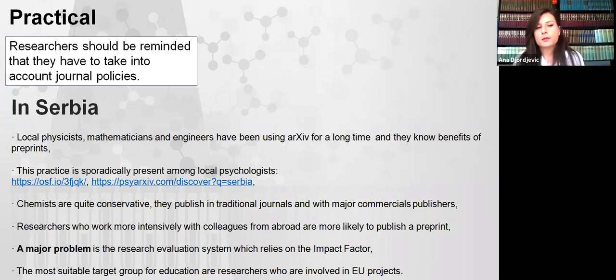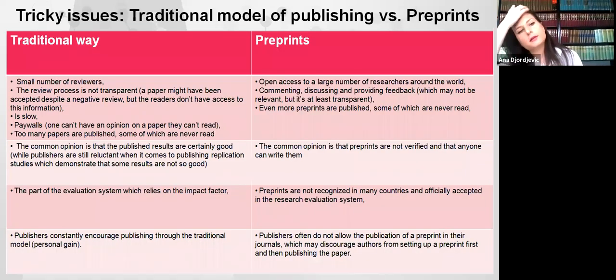A major problem is the research evaluation system, for sure, which really relies on the impact factor, and thus discourages researchers from looking for new publishing channels beyond traditional journals or of commercial publishers. The most suitable target group for education, for sure, are researchers who are involved in European projects. This table presents the issues that are usually raised during the discussion.